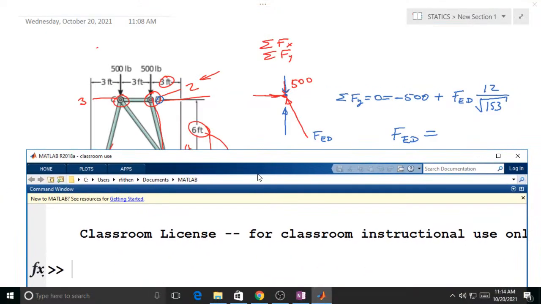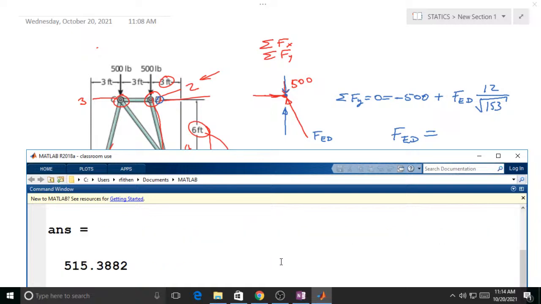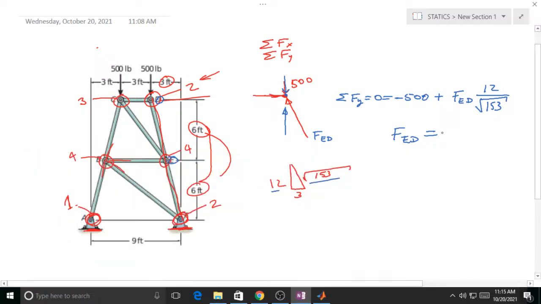So this will be 500 divided by 12 divided by the square root of 153, if I type that correctly. 515.4.